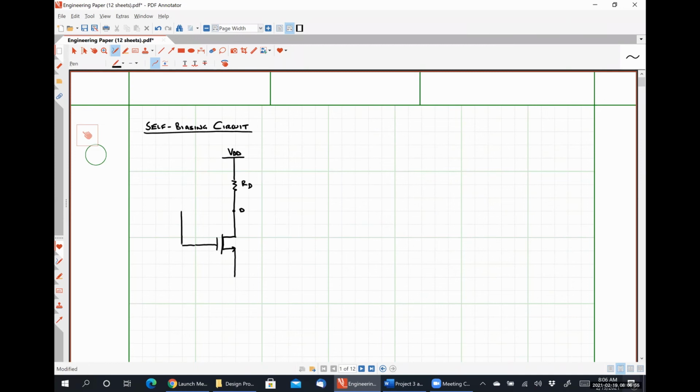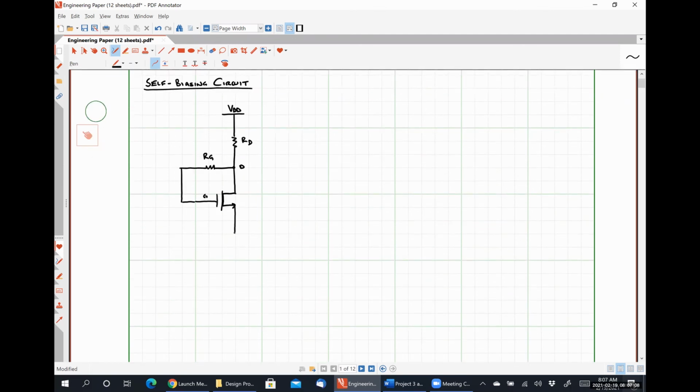Then we're going to have a resistance RG placed between our gate terminal and our drain terminal. And we have some resistance RS placed between our source terminal and ground. All right. So this is a self-biasing circuit. It looks extraordinarily similar to the self-biasing BJT circuit.